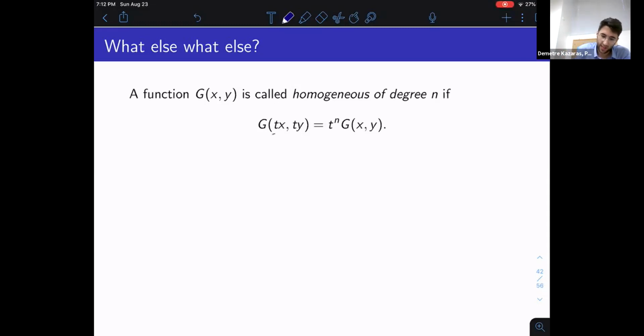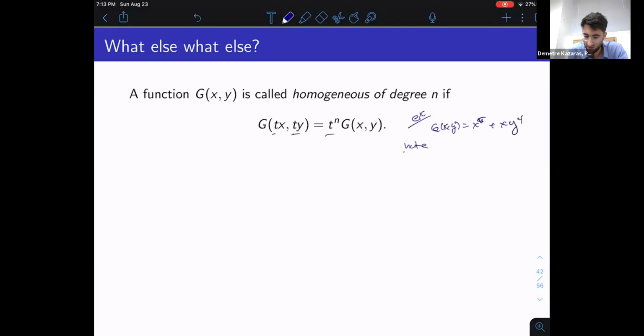If you multiply the x coordinate by t and the y coordinate by t, if you scale those two inputs by the same amount, then t to the n pops out. So in other words, g of tx comma ty is the same as t to the nth power times g of x y. So, for example, g of x y equals x to the 5th plus x times y to the 4. This will be homogeneous of degree 4.